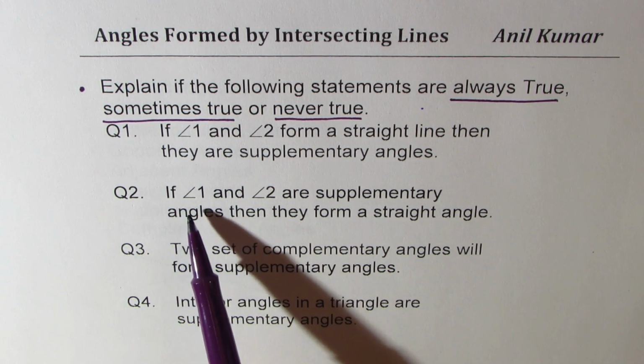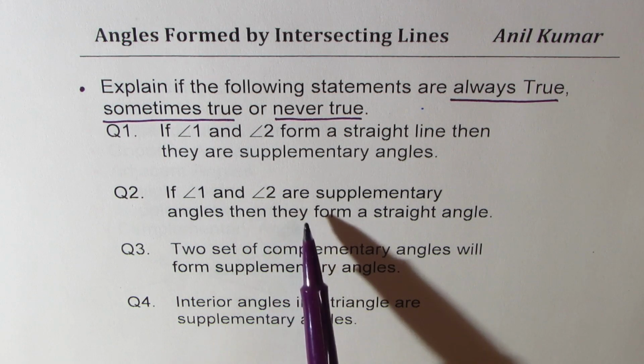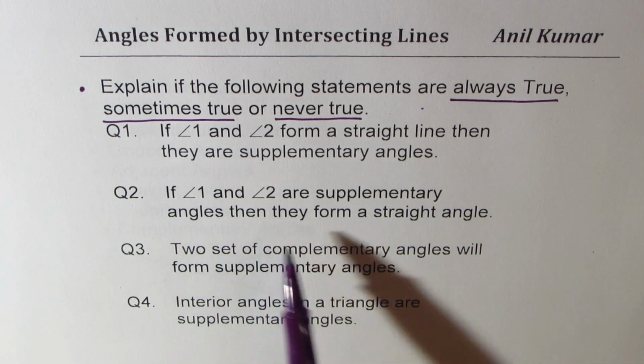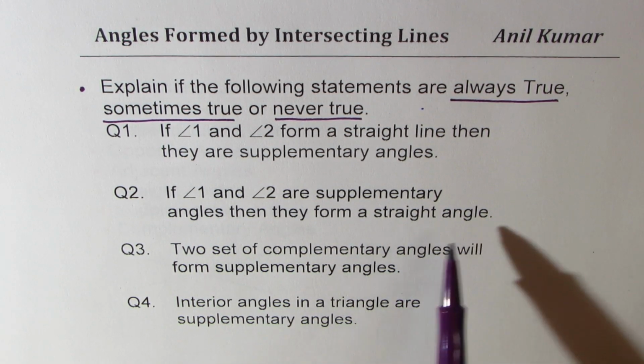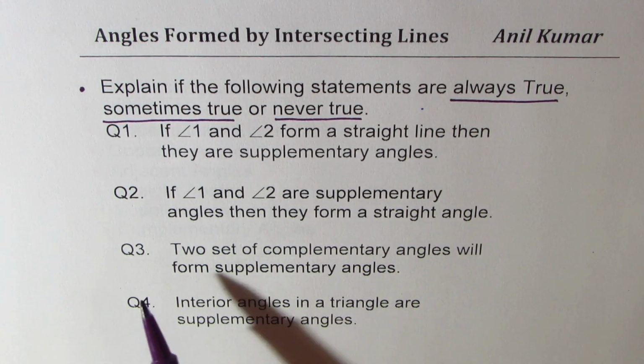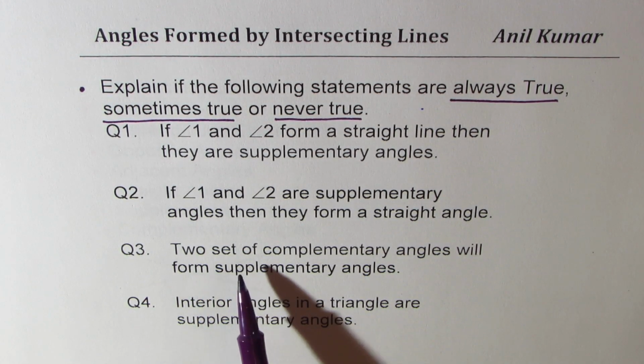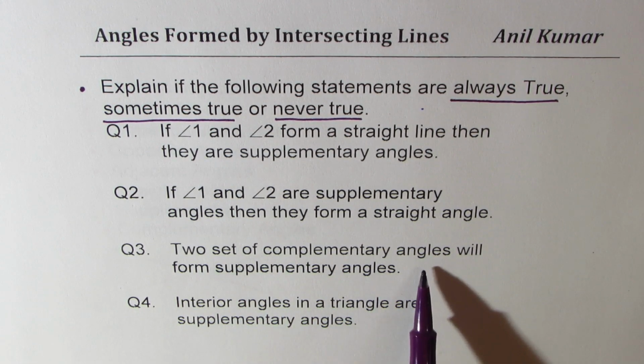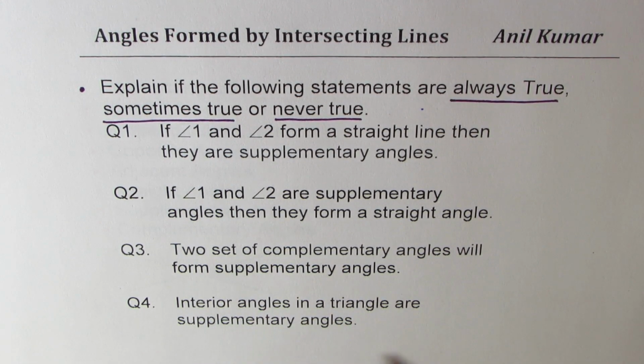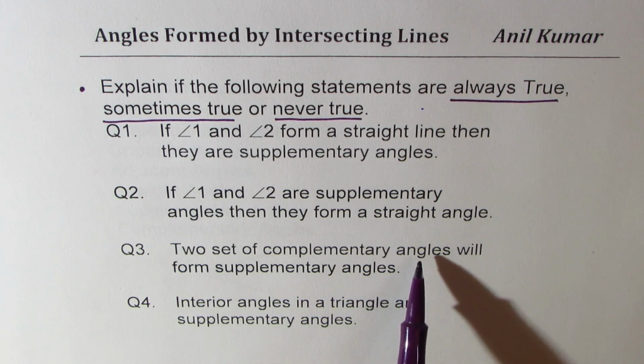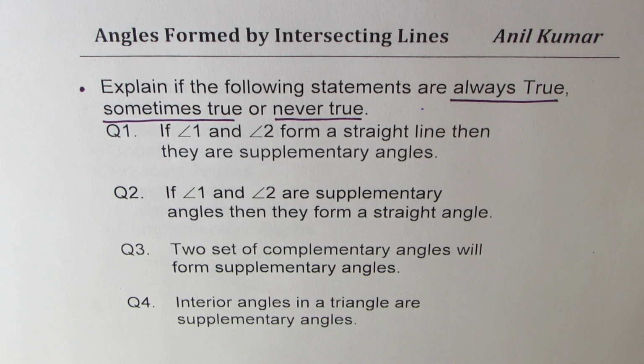Question 2. If angle 1 and angle 2 are supplementary angles, then they form a straight line, a straight angle. Question 3. Two sets of complementary angles will form supplementary angles. So complementary angles add to 90, supplementary angles add to 180 degrees. Question 4. Interior angles in a triangle are supplementary angles. So let's look into these answers. I hope you got them all right.